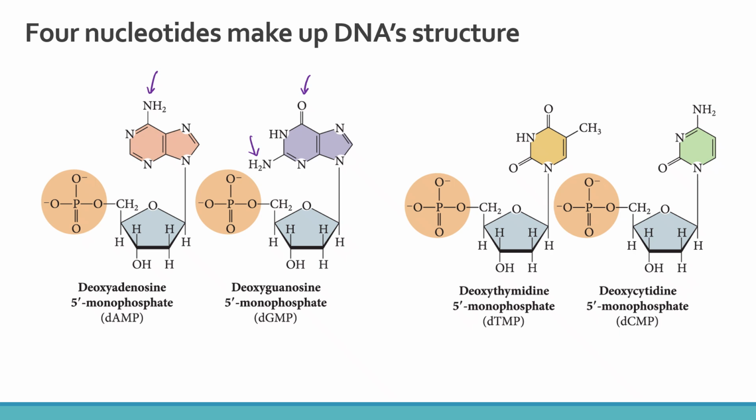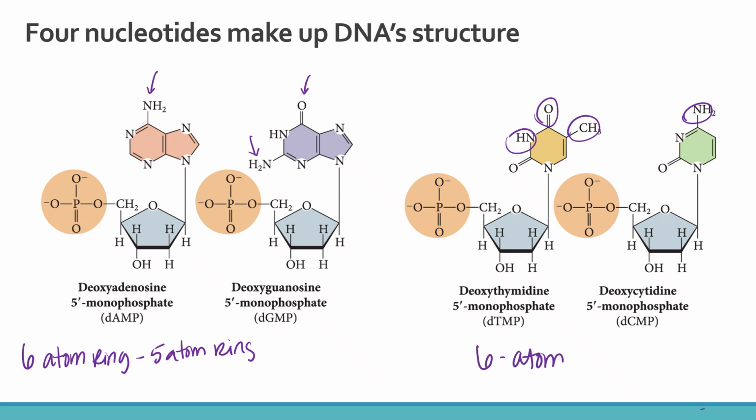Our purines have a 6 atom ring connected to a 5 atom ring. And then both of our pyrimidines, even though they have different functional groups attached to the molecule, they are still a basic 6 atom ring. And no matter what nitrogenous base, there's going to be some nitrogens contained within the ring structure, all of our different rings in our purines and our pyrimidines.